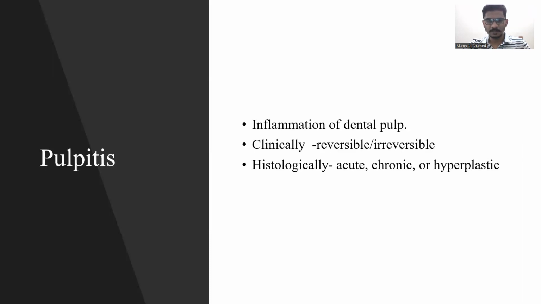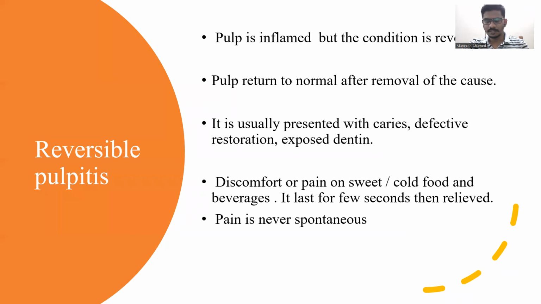But when it comes to pulpitis, there is some amount of inflammation of the dental pulp. Clinically, it is divided into reversible and irreversible. But histologically, it is divided into acute, chronic, or hyperplastic. So the first category in pulpitis is reversible pulpitis. The pulp is inflamed, but the condition is reversible. The pulp returns to normal after removal of the cause. The cause is usually dental caries, or sometimes trauma or any other non-carious lesion. But the pulp is capable of returning to its normal state when the causative agent is removed.